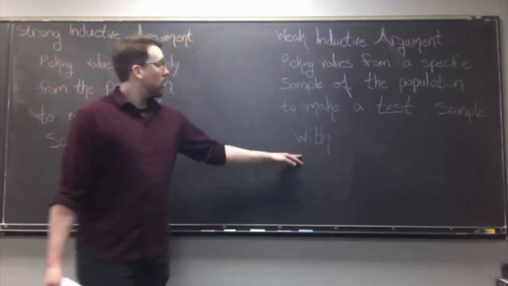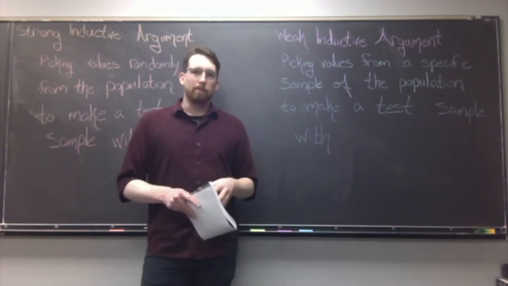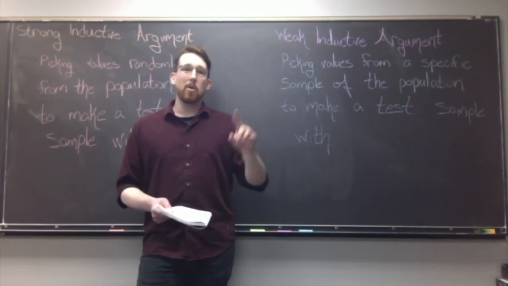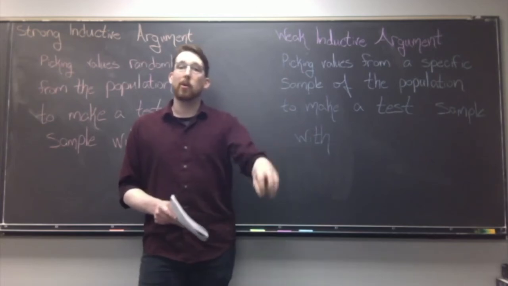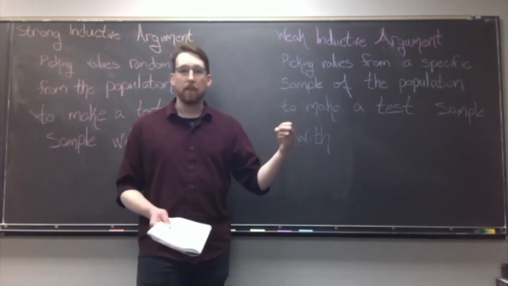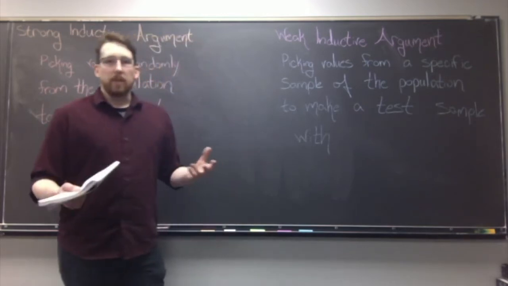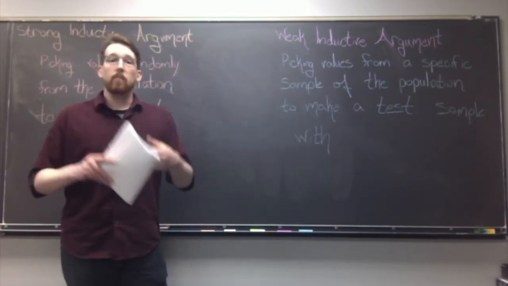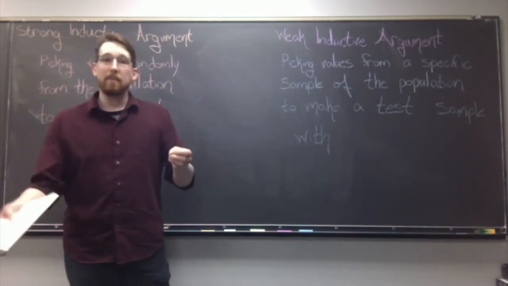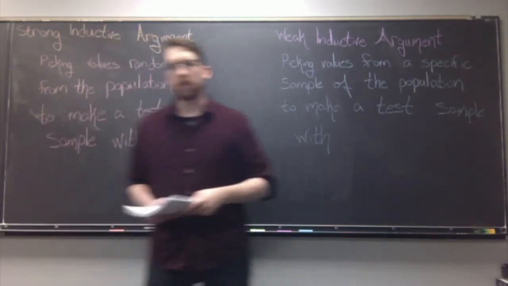In the other case, with the weak inductive argument, I'm going to constrain that a little bit. I'm going to have this bag of things I'm pulling from, and I'm only going to pull from a specific part of them. Maybe I only pull from the bottom of the bag, or I only pull from the top of the bag. More specifically, we're restricting our test sample to come out of an already made sample that's a part of the entire population. So let's look at two different examples of this.